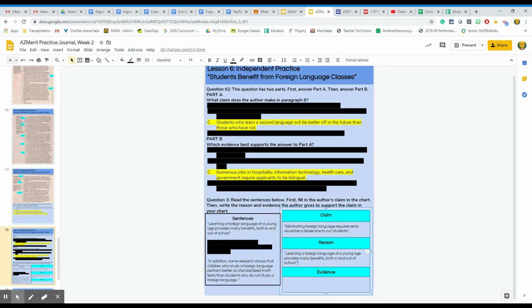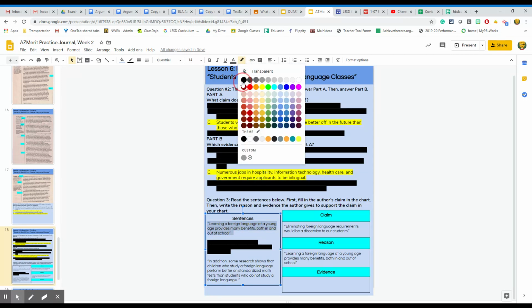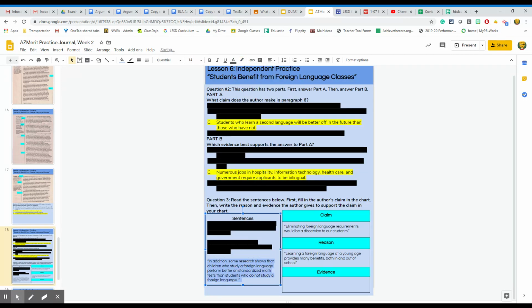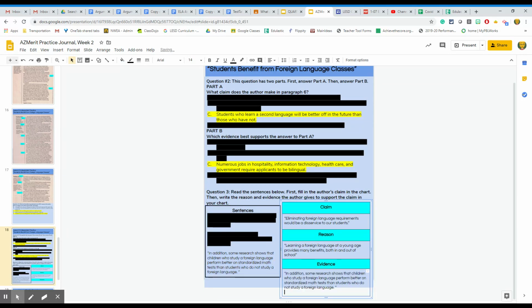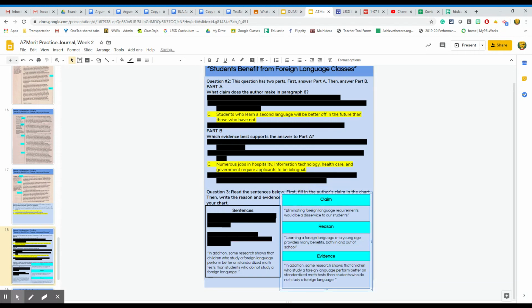This is an opinion, okay? But they're going to support this opinion with their evidence. And the one that's the evidence is here. In addition, some research shows that children who study a foreign language perform better on a standardized math test than students who do not study a foreign language. So this evidence is a fact. Evidence should be facts. They should be something you can prove.